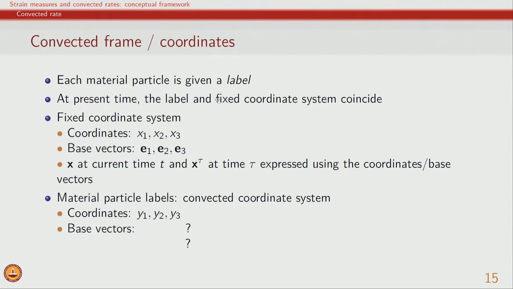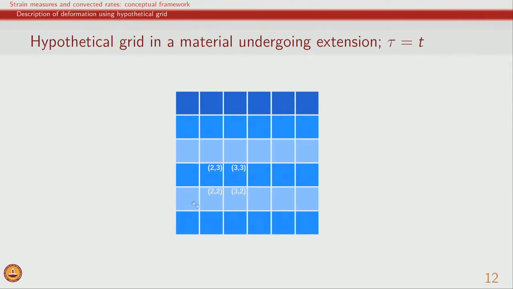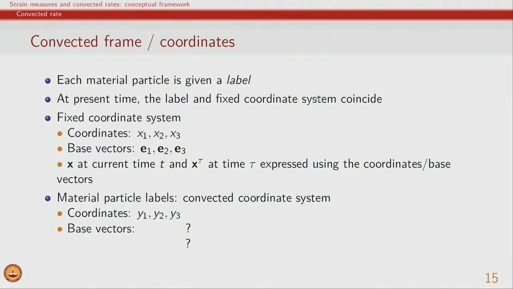At present time, the label and the fixed coordinate system coincide. So, that is why we have chosen this square grid to describe. So, this 2 2 could also be, if origin is here, then basically this is 1 1 2 2 point, and therefore, it will be 2 direction and 1 direction. So, a fixed coordinate system which is a rectangular coordinate system and these convected coordinates completely coincide at the present time.